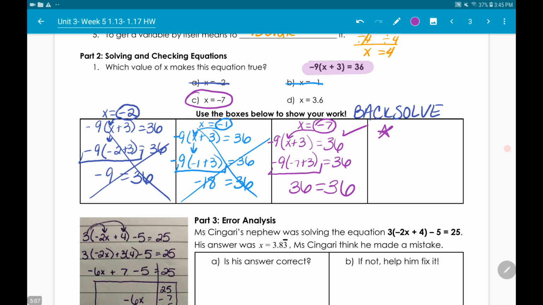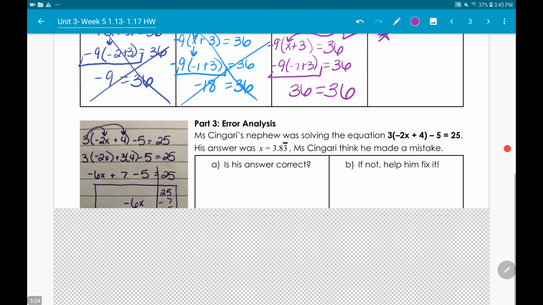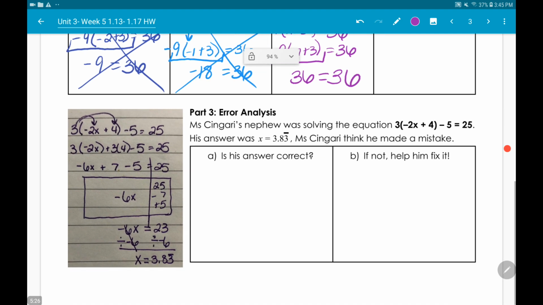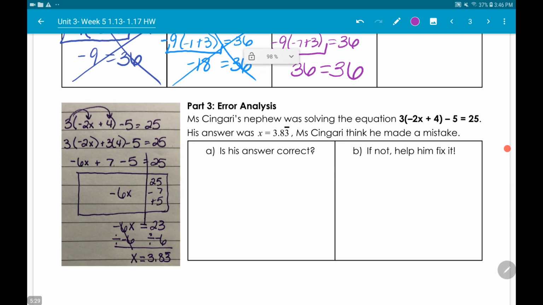So guys, for multiple choice questions that give you values for x, one quick method is just to plug them all in, just like if we're back solving. Also, back solving is a good way to check your work to make sure your answer is correct. So let's take that idea and move it down to part 3, error analysis. It's what we've been doing a lot last week.